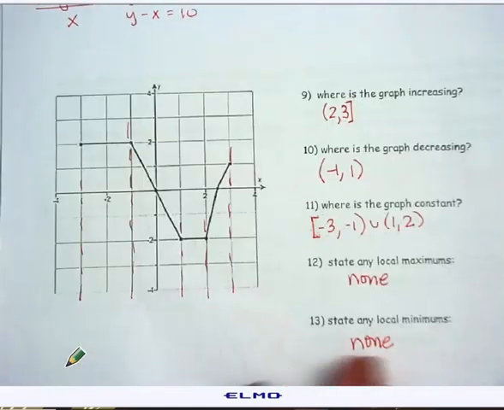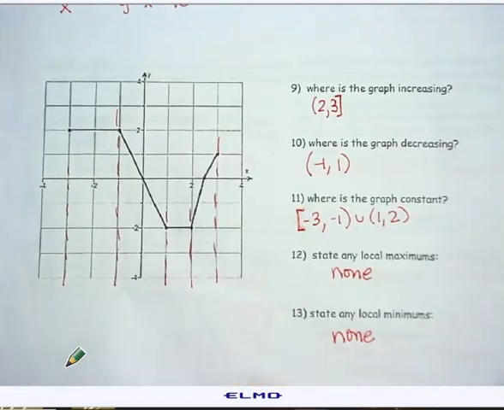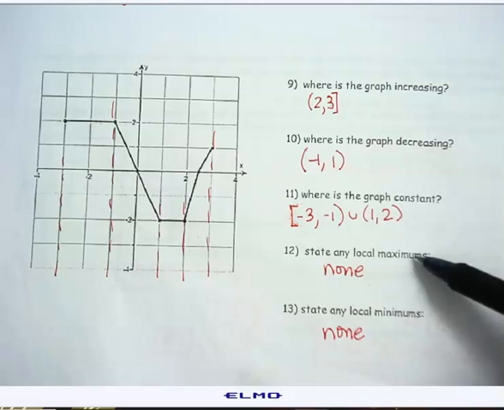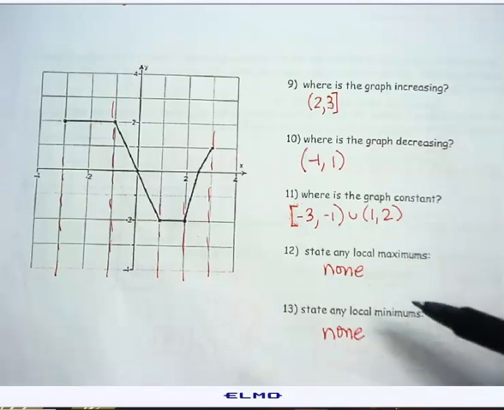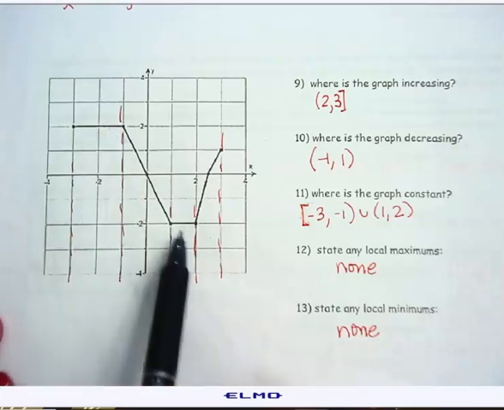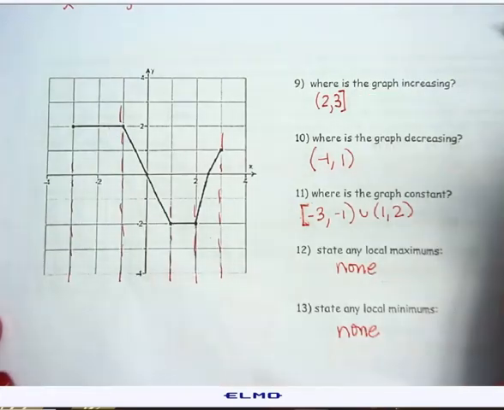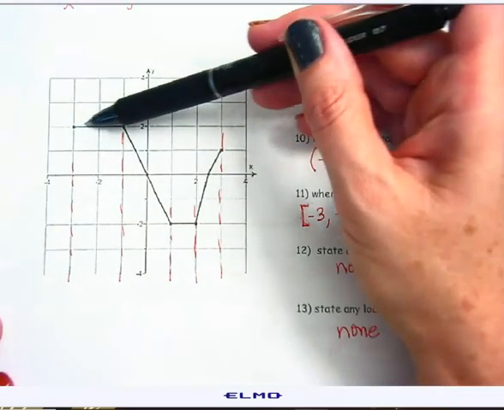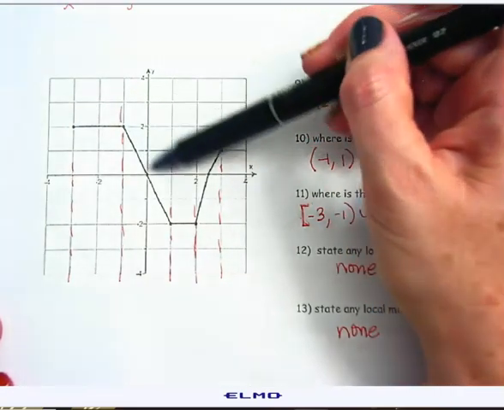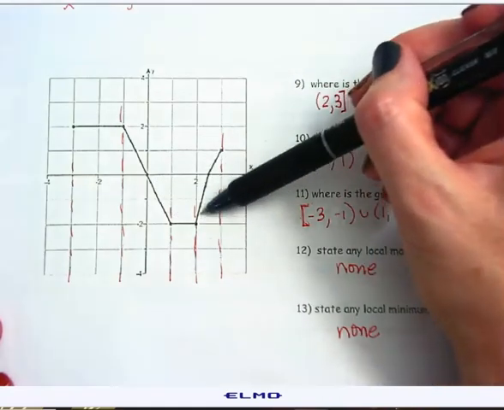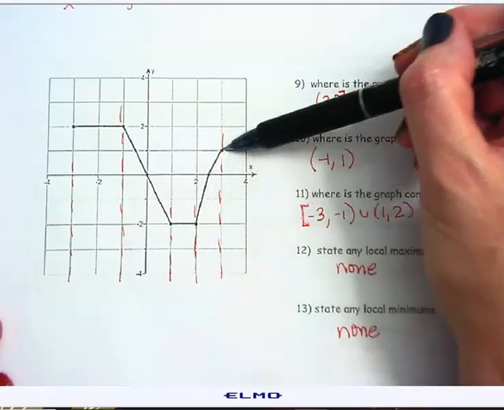And then for this last section, we are being asked to find where the graph is increasing, decreasing, constant, and state where any local max or min are. So constant is when you have this horizontal line. Decreasing is just like if you were on a roller coaster going from left to right. Decreasing would be this section right here. And then increasing, just like if you're on a roller coaster, would be this section right here.